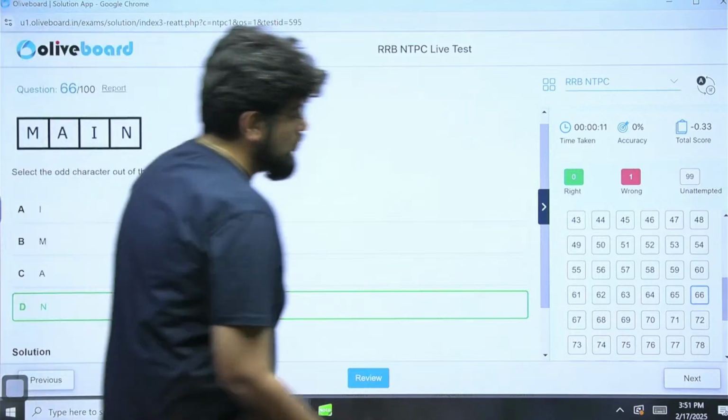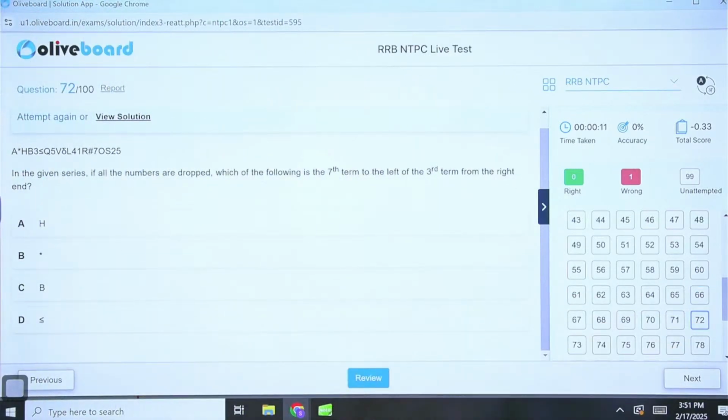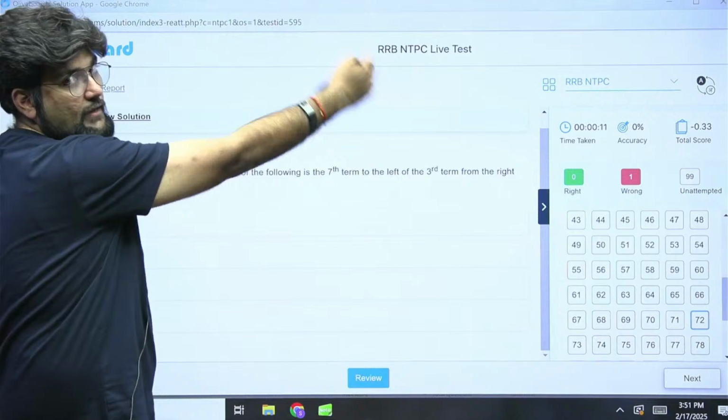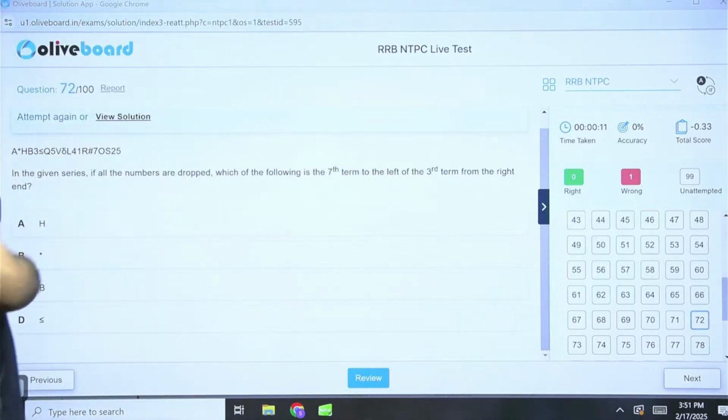Let's move on to 72. Okay, interesting question, very interesting question. You can build your speed here also. See, the question is saying that in this given series, if all the numbers are dropped, which of the following is the 7th term to the left of the third term from the right. So from the right you have to come 1, 2, 3 third term and then 7 more terms. So basically from the right you are coming to the 10th term.